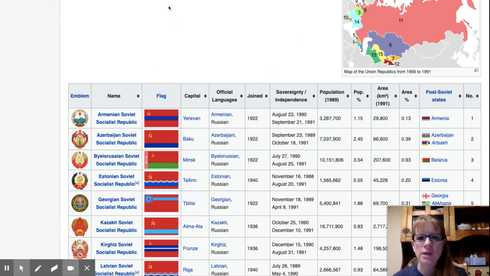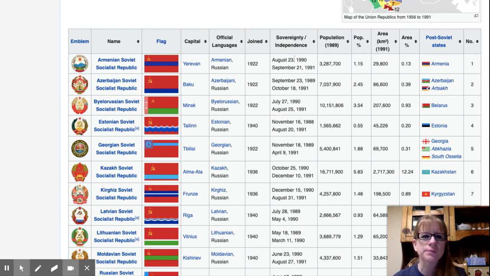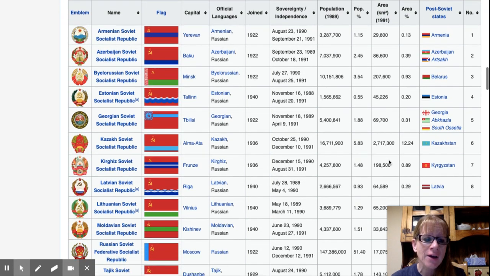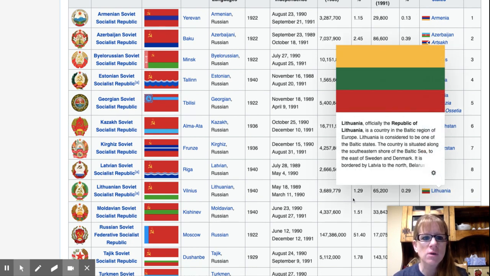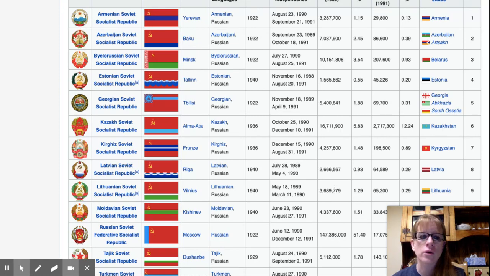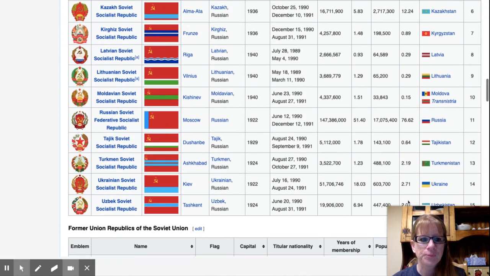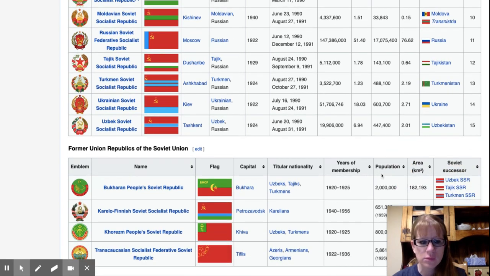And what I love about this is it gives us quick demographics, we call it. So we have the name, the flag, the capital, the languages, the year they joined the Soviet Union, and then the year they got their independence, their population, and what they're now called after they were no longer part of the Soviet Union. So most of these are our current countries that are over near Russia. There's more though, but you get the idea.